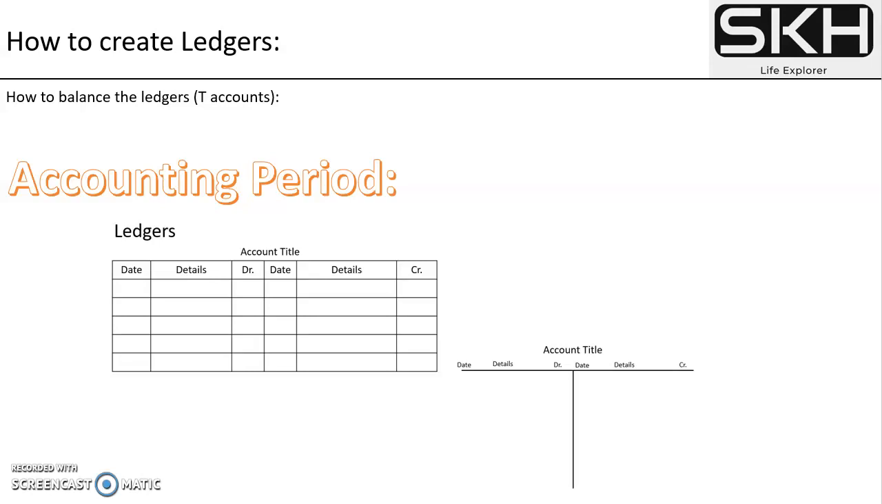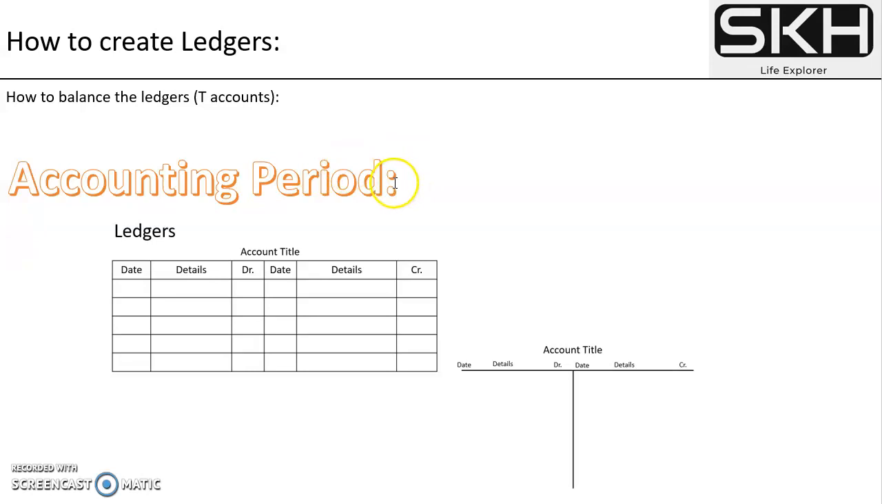Accounting period is basically a period for which accounting records are prepared to calculate the profit or loss. For a small street vendor, the accounting period can be 1 day, 1 month, 6 months, or a year. For most companies, the accounting period is 1 year.